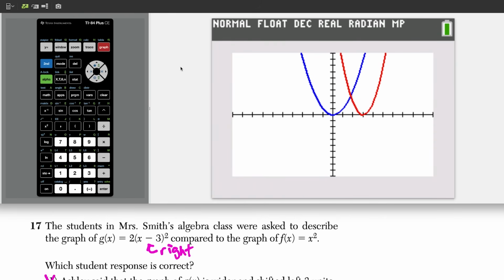And now when we press graph, there's the parent function. You could see that the red, we take the blue and go 1, 2, 3 spaces to the right, and you could see that this graph is definitely more narrow than this one.